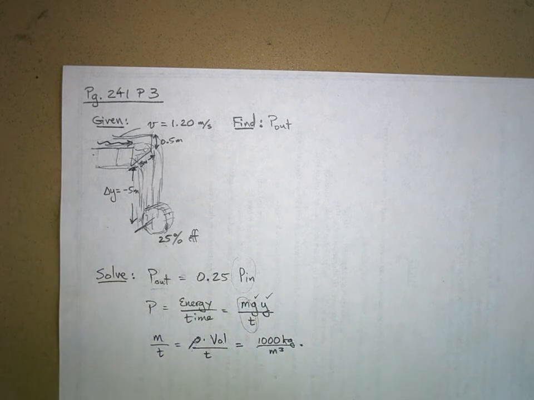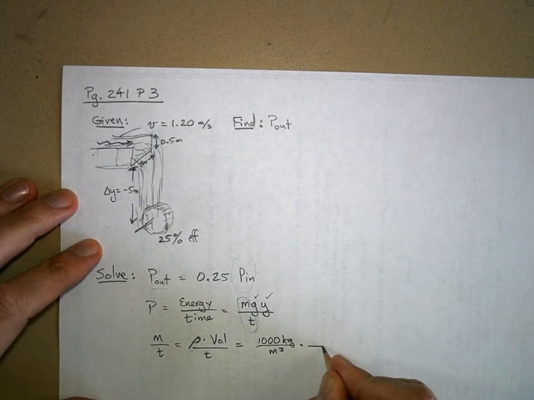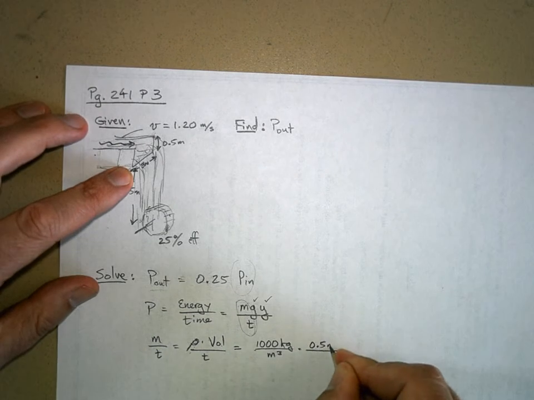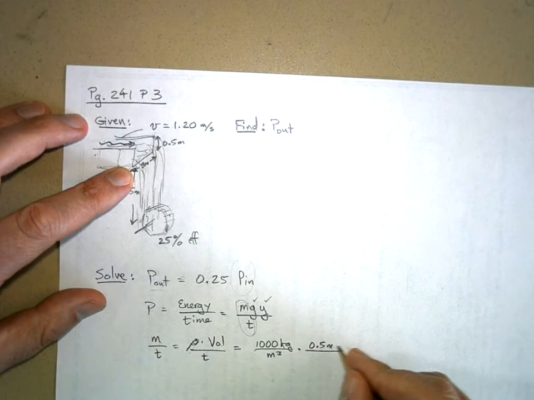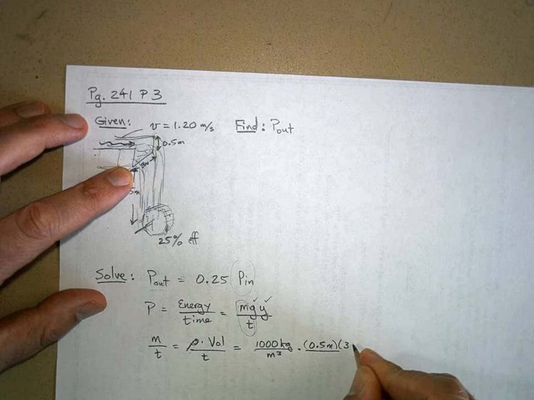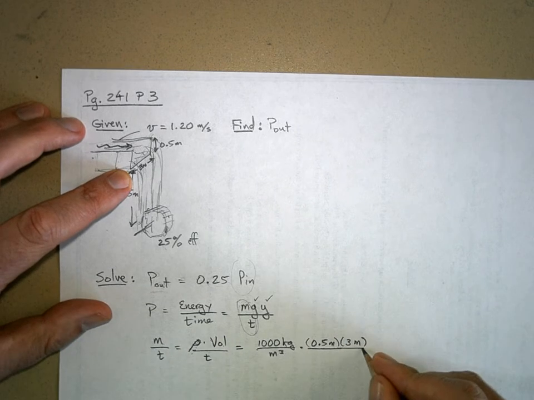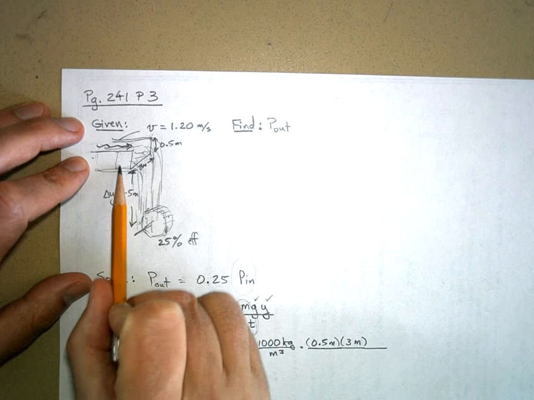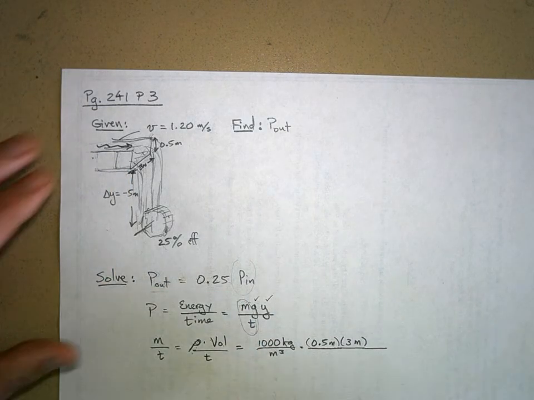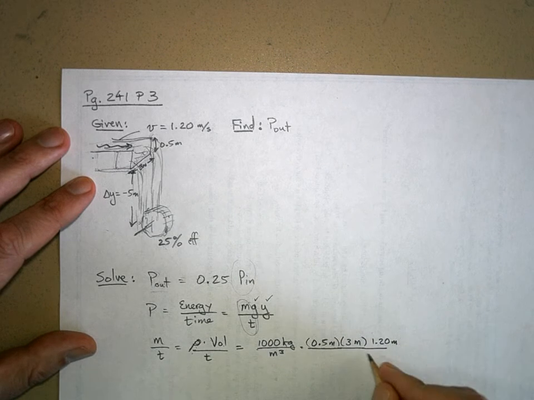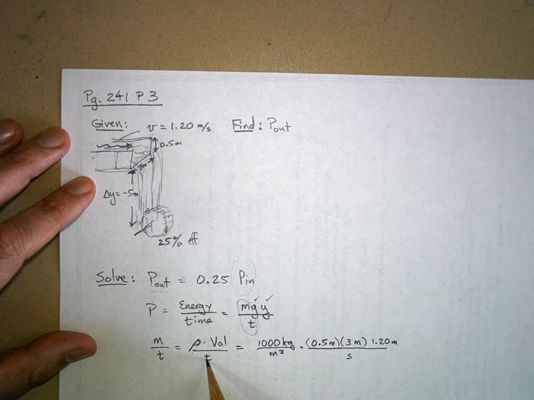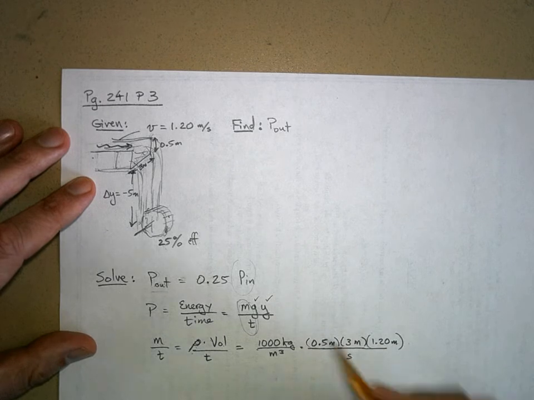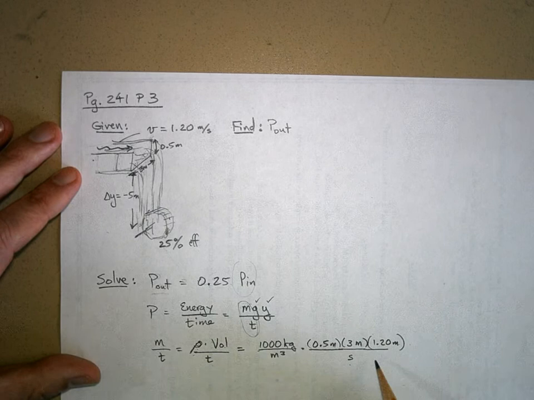Well, now what is the volume of water? Well, it's 0.5 meters, right? That's our depth, and our width is 3 meters. And then there's this third dimension out here. We're going to call it 1.2 meters every second. And that takes care of my time. This is the volume that goes by every second, the volume of water that tumbles over the side every second. And so now that includes our t, our time.